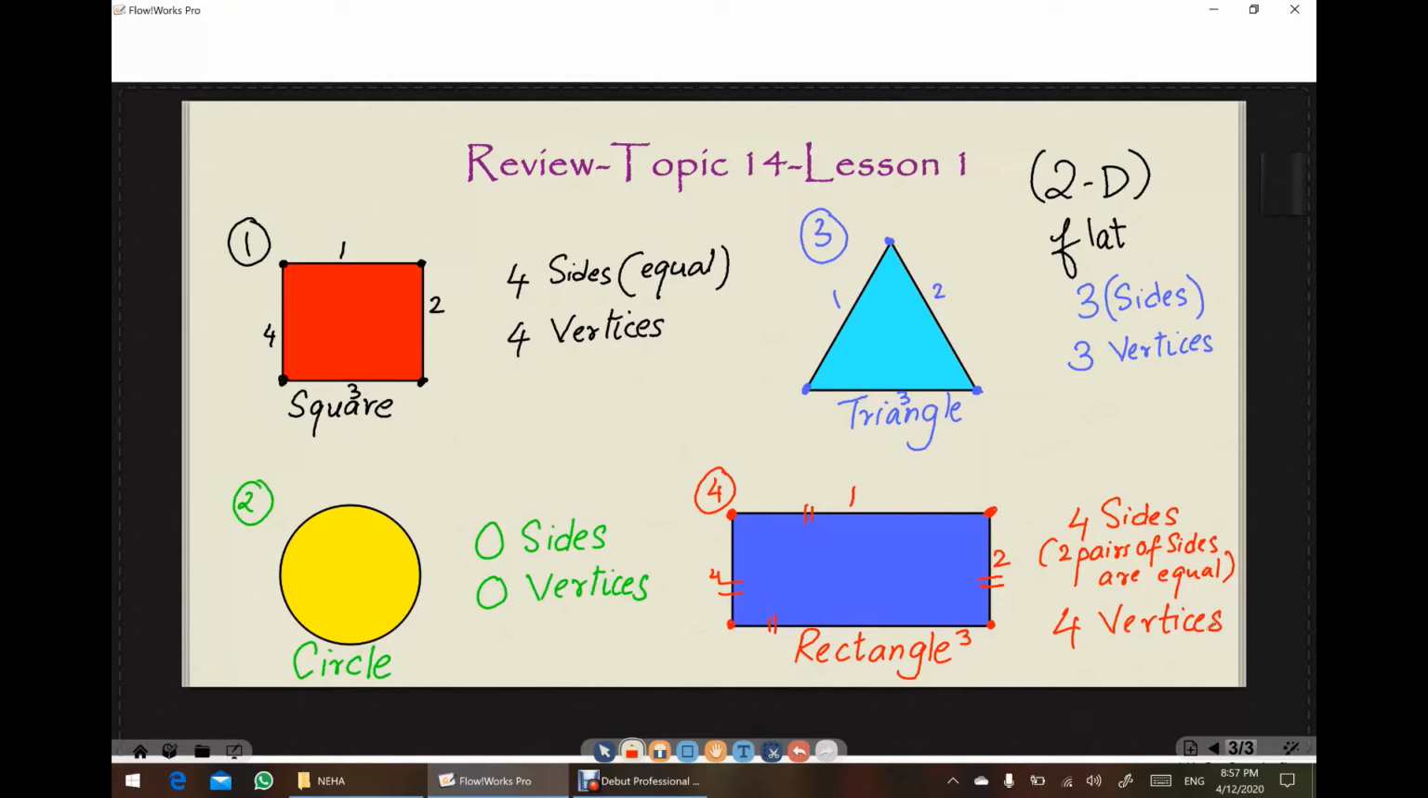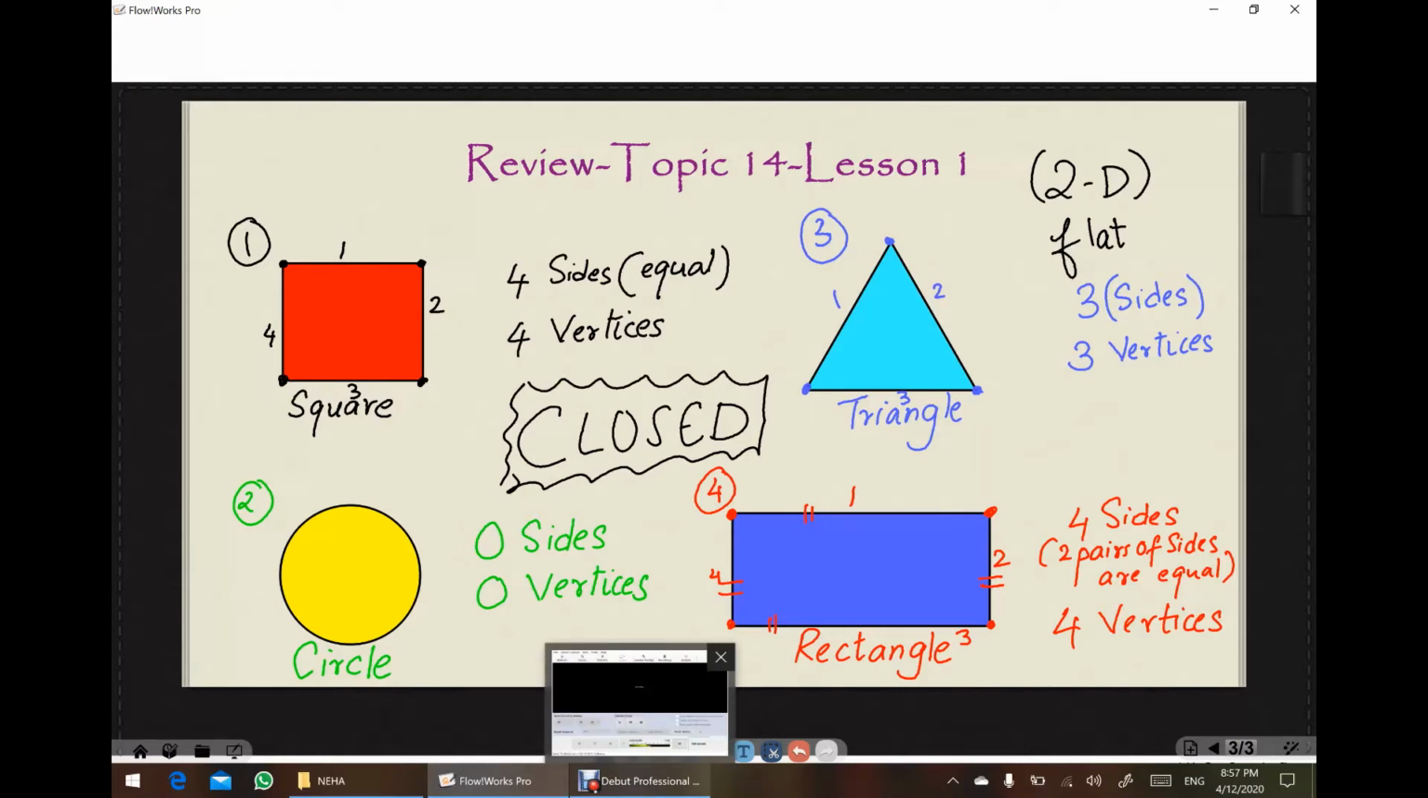So now you know all these shapes, how many sides do they have and how many vertices? And we also learned that they all are closed shapes, right? They all are closed. They are not open. They are closed shapes. Now let's begin with our lesson.